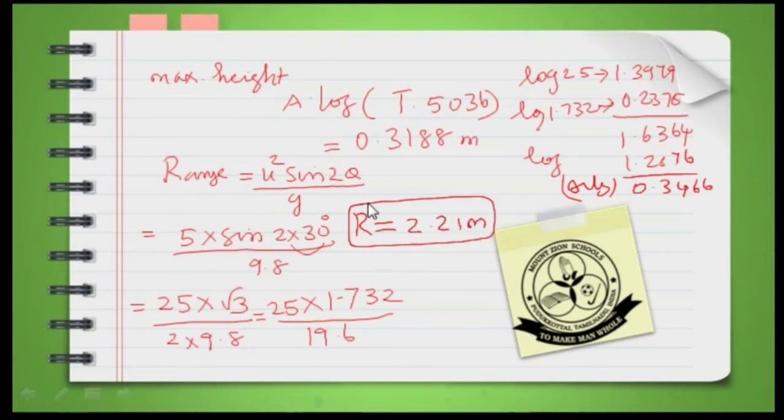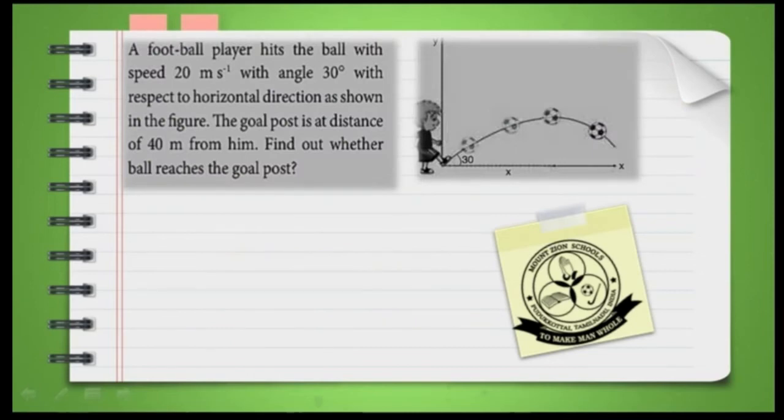Okay. Now coming to the next problem. This is problem number 17. Problem number 17. A football player with a speed. So it is taken as the initial speed, that is u, 20 meter per second. And the angle theta is 30. You may just see here the diagram. Angle is theta and g value is 9.8 meter per second square.